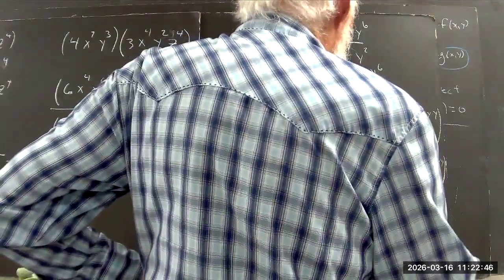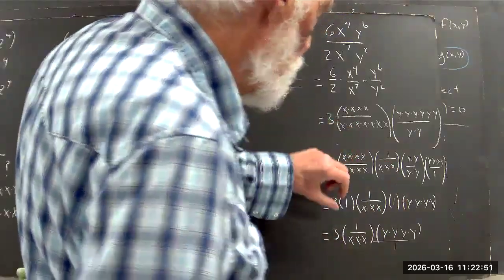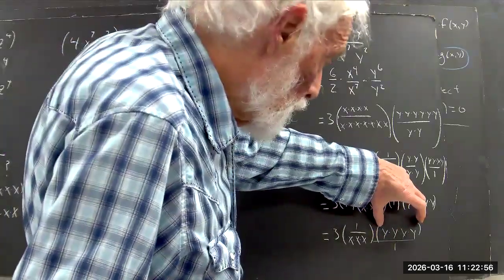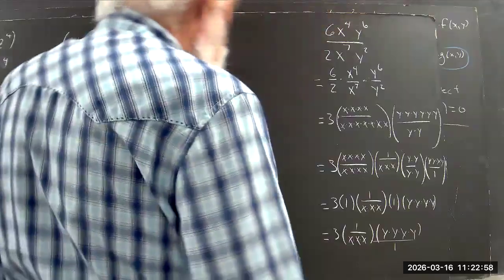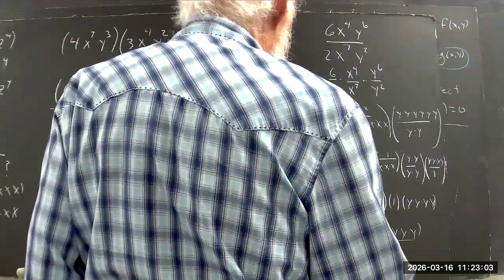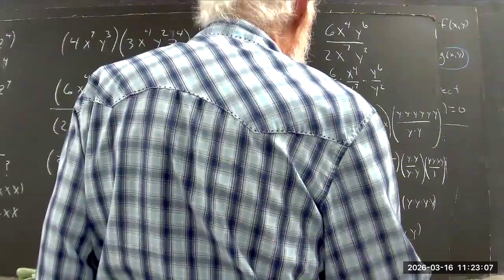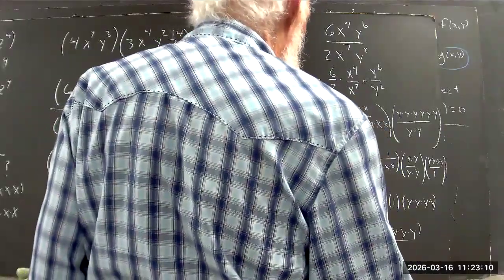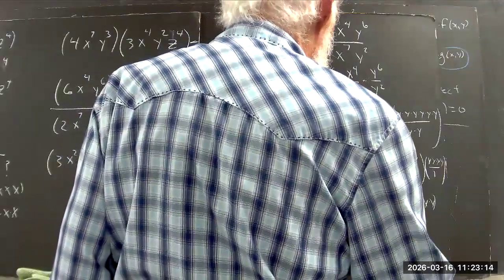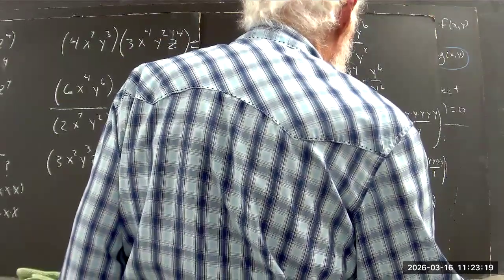Now maybe I should have left the 1 under that so I can see that I multiply this fraction by this fraction. In other words, I multiply the 1 over x times x times x by the y times y times y times y over 1. When I multiply the numerators, I get 3 times y times y times y times y over x times x times x, which equals 3y to the 4th over x cubed.